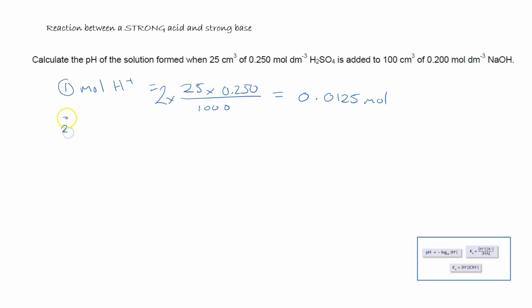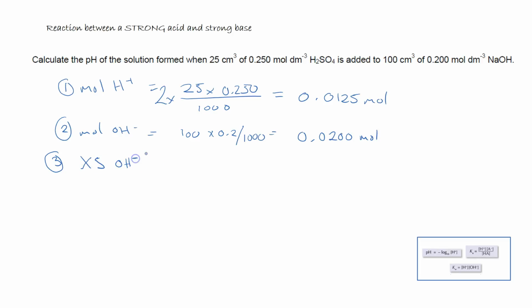Then the next step here is to do the moles of OH minus, and again we've got 100 times 0.2, so that's the volume times the concentration over 1,000, giving us 0.0200 moles of OH minus. Step 3 then is to decide what's in excess, and this time we've got excess OH minus because the moles of OH minus is larger, and so it's 0.02 minus 0.0125, giving us an excess of 0.0075 mole of the OH minus.